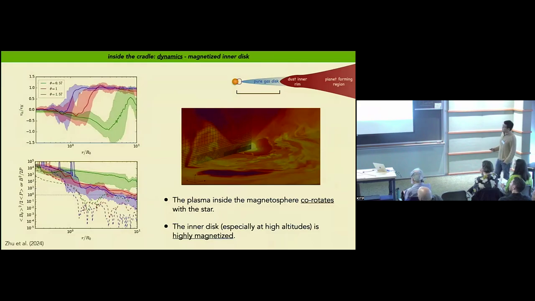The other thing is that the inner disk is highly magnetized. If you look at this quantity, which is the ratio between magnetic pressure and gas pressure, if you're familiar with plasma beta, this is 1 over beta. And if you look at the numbers, this is 1, and this is 1,000, 110. So even beyond the truncation radius, beta is pretty small, right?